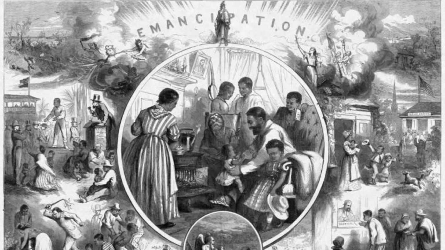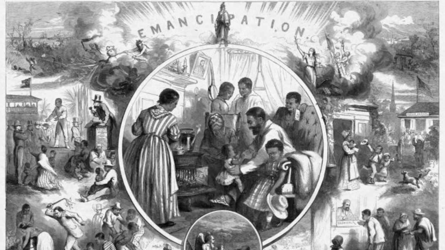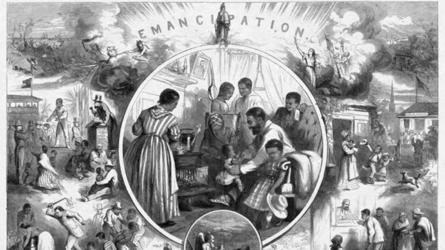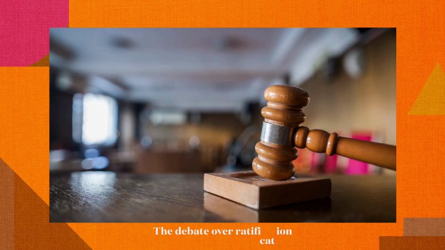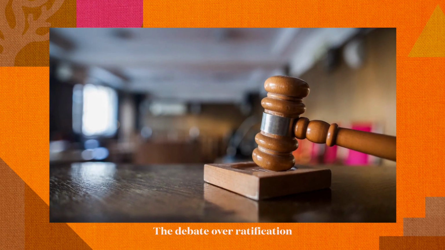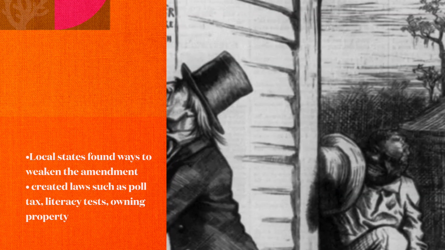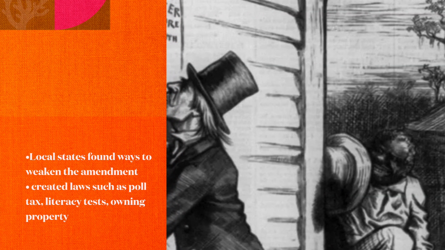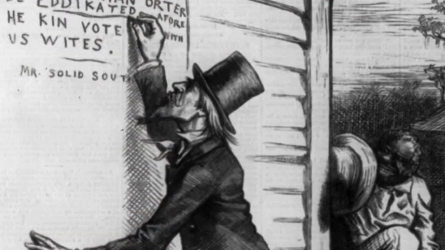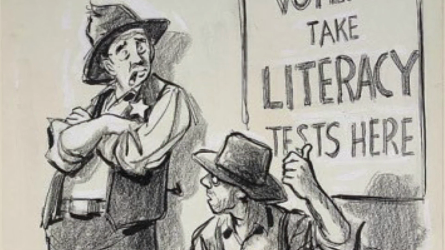Reconstruction faced significant opposition from white Southerners who sought to maintain white supremacy and control over African Americans. The debate over the ratification of the 15th Amendment reflected issues between Congress and society. Southern states in particular practiced various tactics to disenfranchise African American voters, including poll taxes, literacy tests, and grandfather clauses.